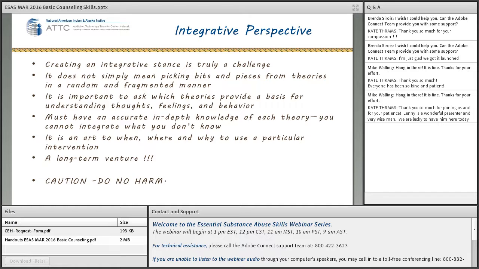So, the integrative perspective. Creating an integrative stance is truly a challenge. It does not simply mean picking bits and pieces from the theories in a random and fragmented manner. It is important to ask which theories provide a basis for understanding thoughts, feelings, and behavior. You must have an accurate, in-depth knowledge of each theory. You cannot integrate what you don't know. It is an art to know when, where, and why to use a particular intervention. It's a long-term venture. Caution: do no harm.